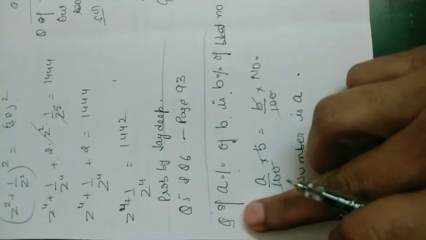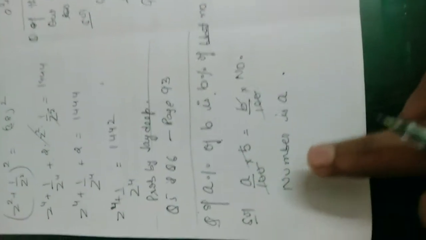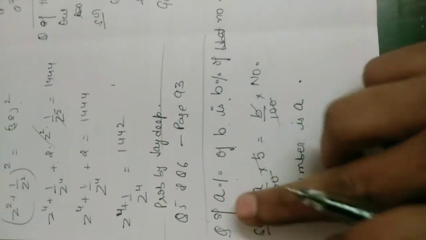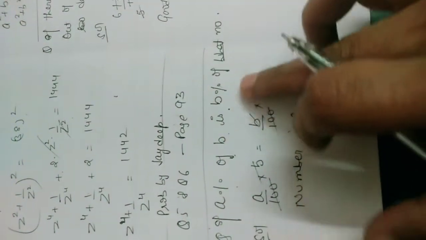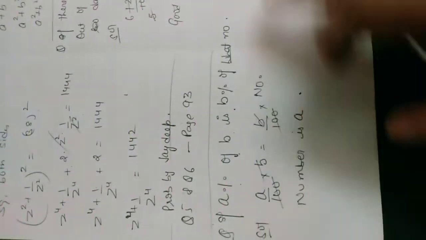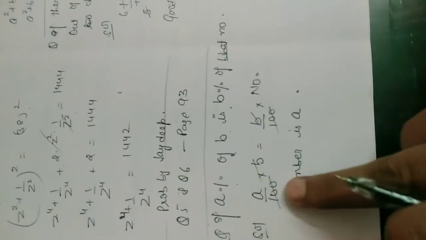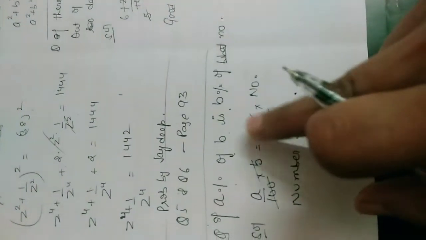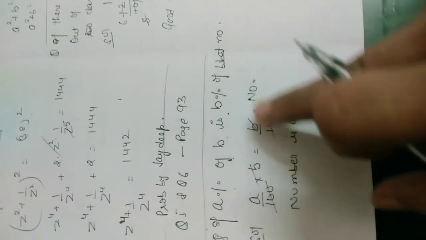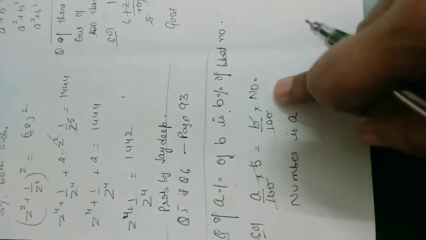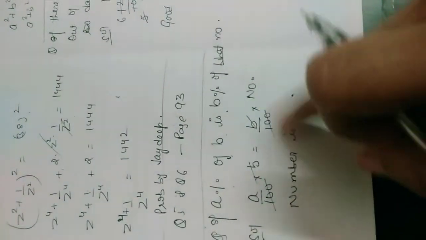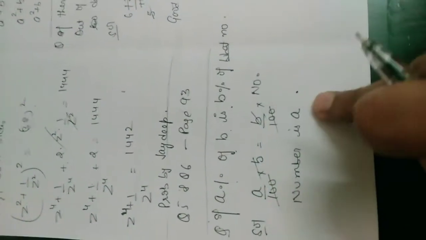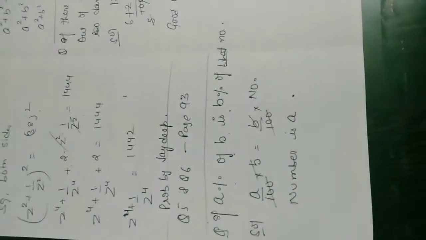After this is the question. I think this is a mental math of chapter 6. If a% of b is b% of dash, so dash means what number? Okay. A% means a upon 100, of means multiply, b is means equal to, b% means b by 100 into of means multiply required number. So b cancels with b, 100 cancels with 100, so the number is only a. This is the way to solve.